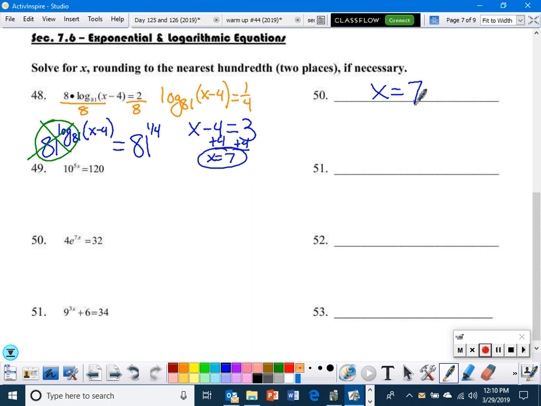Okay, rewatch that again if you need to. Look at what I did in each step. All right, number 49. Now, you will notice that the base is a 10. Okay, the base is a 10. So what I can do, again, what I do to one side, I do to the other. Since the base is a 10, I can do this.